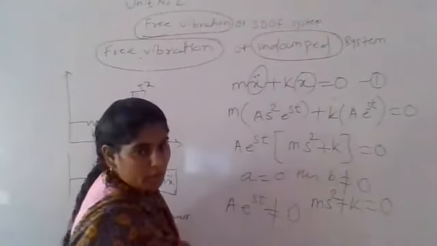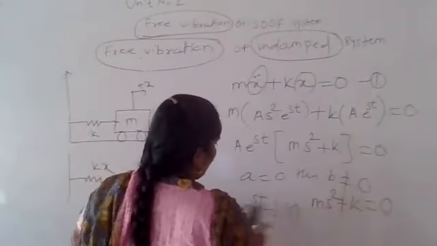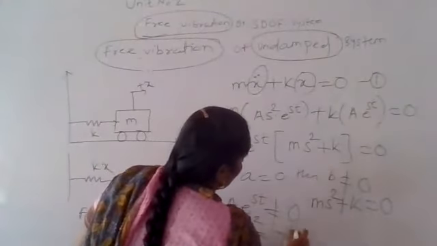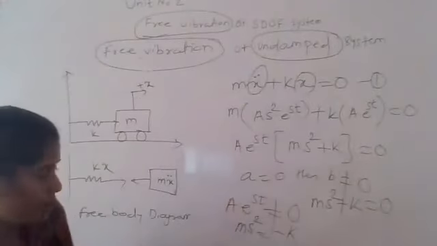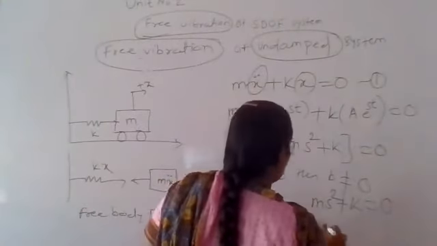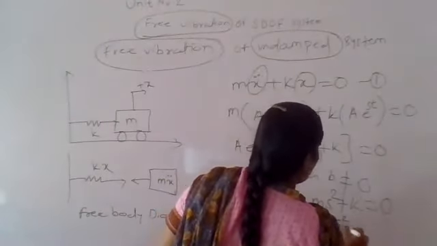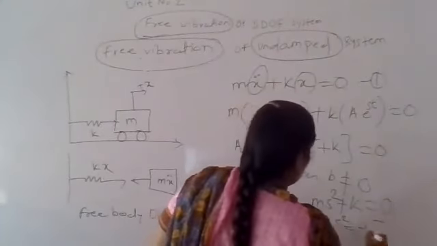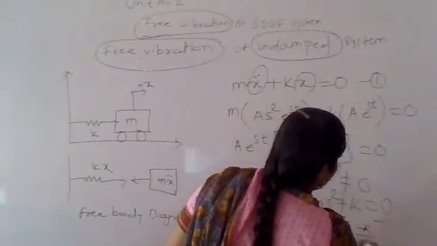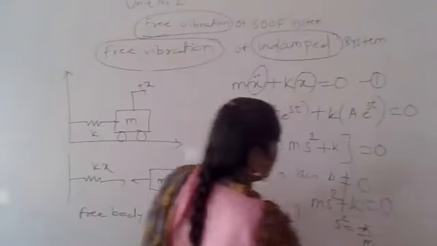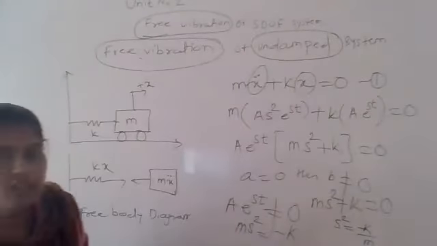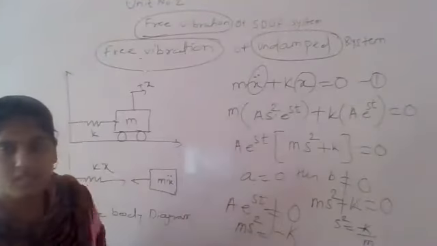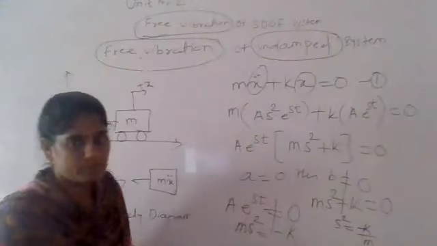If you have written this, I will erase this and go for the next point. Look what remains then: m s square is equal to minus k, so that s square will become minus 1 into k by m. s square is equal to minus k by m. If you have completed, I will erase this and go for the next step.